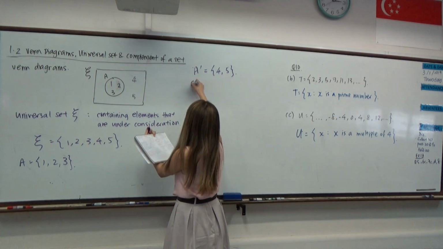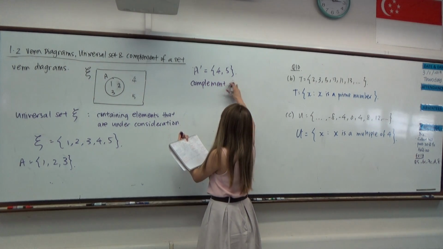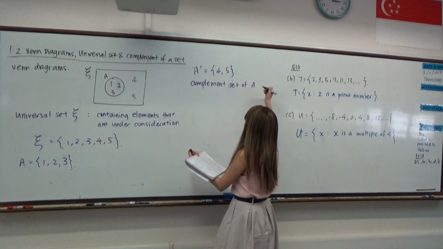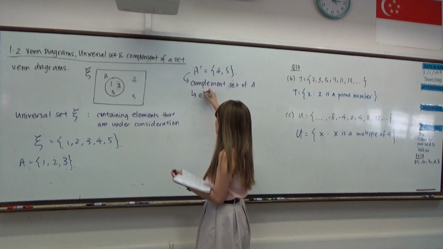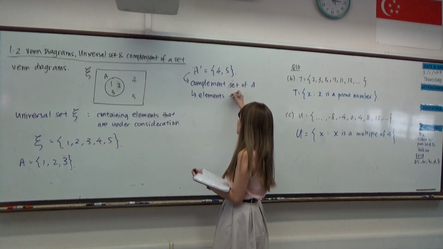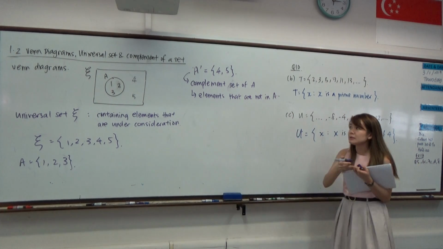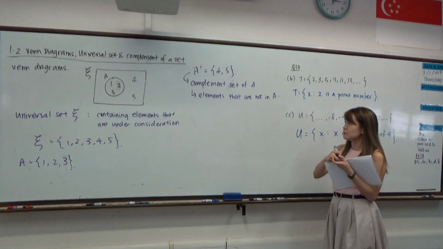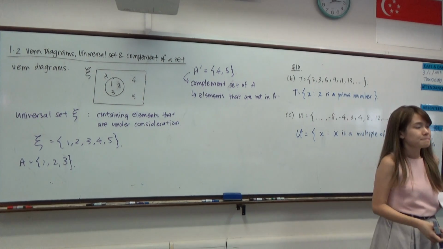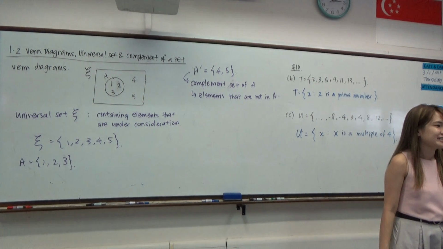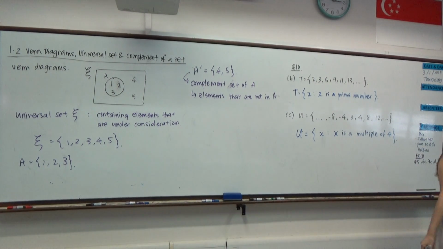So the complement set of A basically contains elements that are not in A. So we say that prime. Yes, so sometimes it's X, then X prime. X complement.